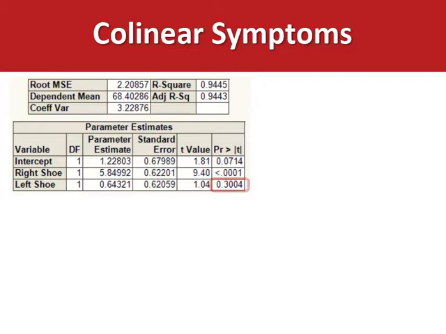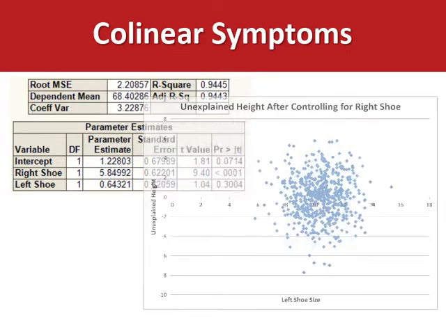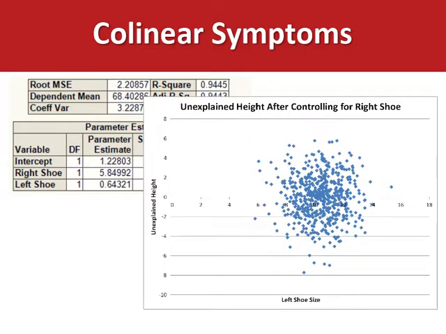Well, think about how regression works. It estimates the parameter for right shoe, the slope of that line of the relationship between right shoe and height, and then holding right shoe constant, it estimates the slope of the line of left shoe. And we can actually plot this. So here we see a scatter plot showing the height that remains unexplained after controlling for right shoe. That is, incorporating the information from right shoe in the model, what's left for left shoe to explain. And it turns out almost nothing.